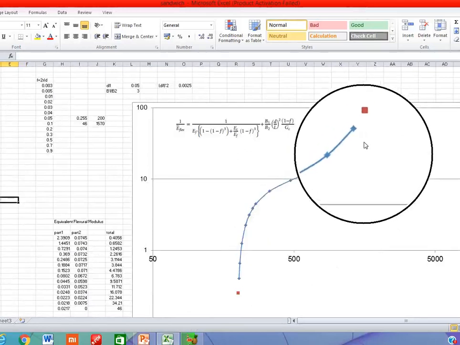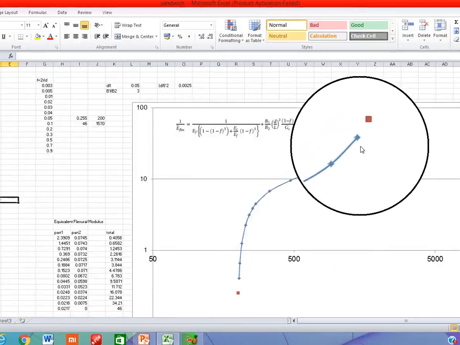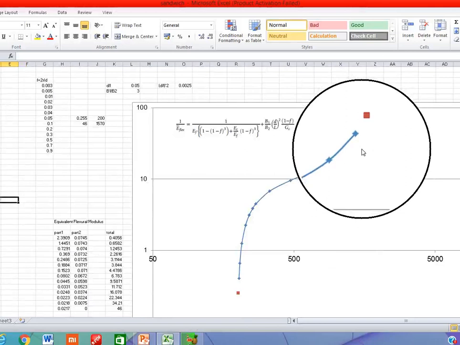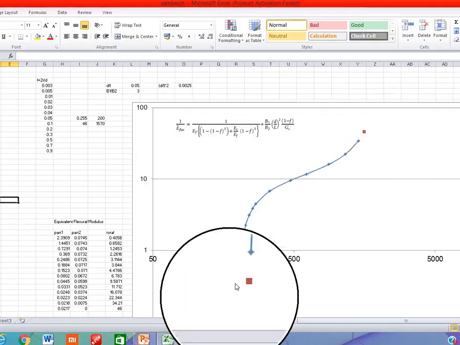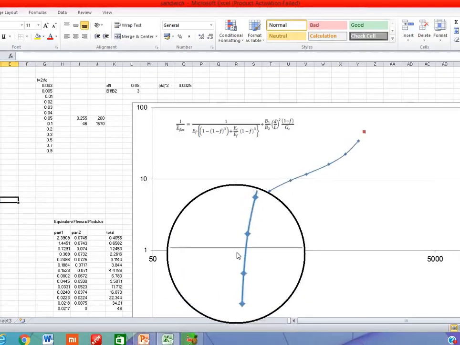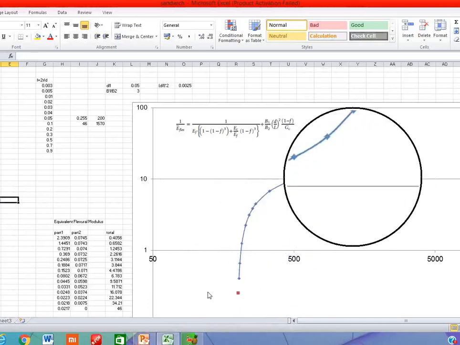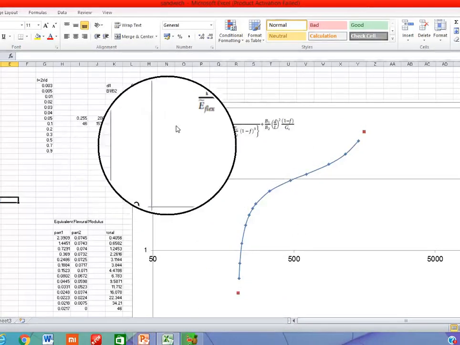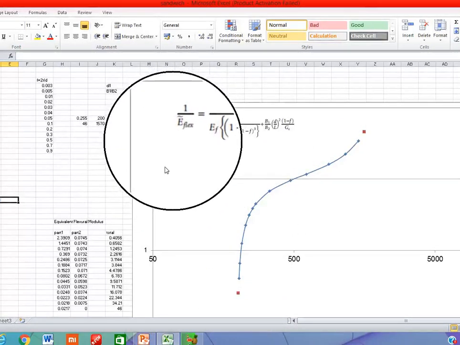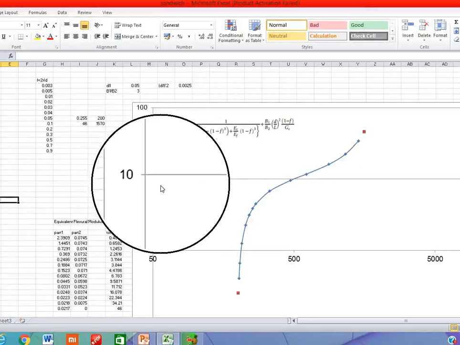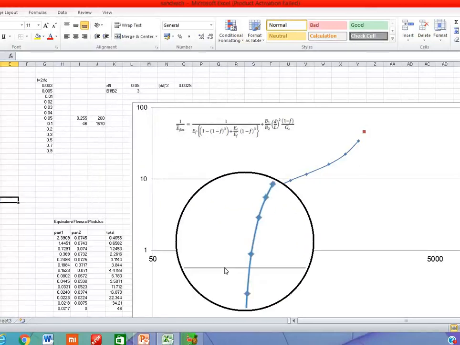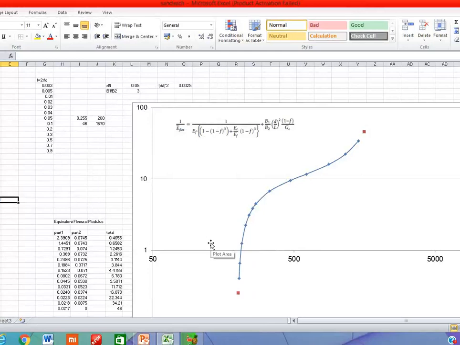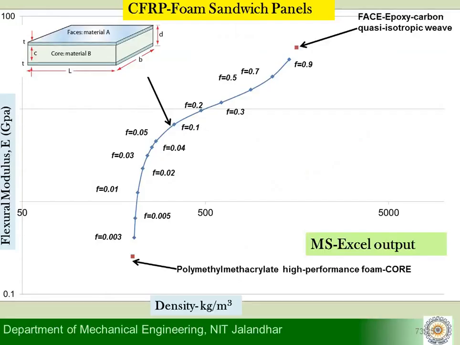So what we have plotted here is that these red dots are actually representing the base material. The red dot, this one is for your face, this one is for your core, and the blue curve here is actually representing the resulting E flexural value, or the equivalent flexural modulus, for the sandwich structures for various values of volume fraction of the face material.